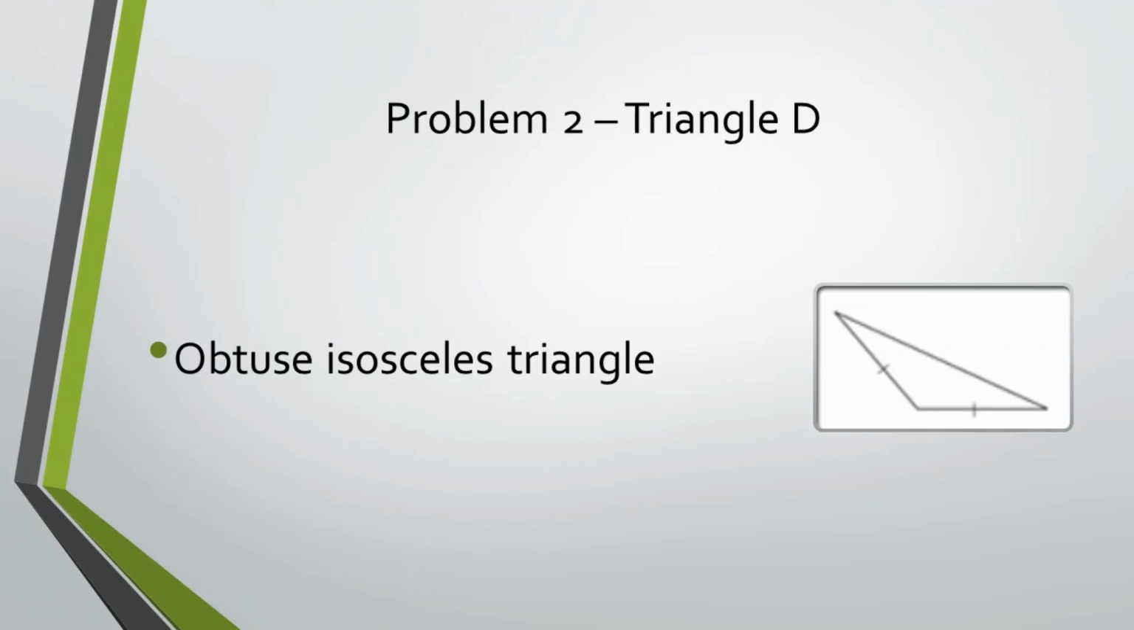Triangle D has 2 tick marks, or 2 dashes, on 2 of the sides, and that tells me 2 of the sides are equal. The angle in between those equal sides looks greater than 90 degrees, which I can check with the right angle template. So therefore, we know that triangle D is an obtuse isosceles triangle. It has one obtuse angle and 2 side lengths that are equal.